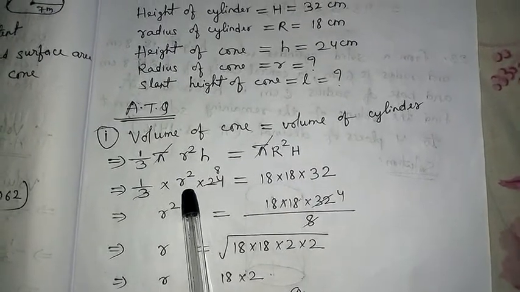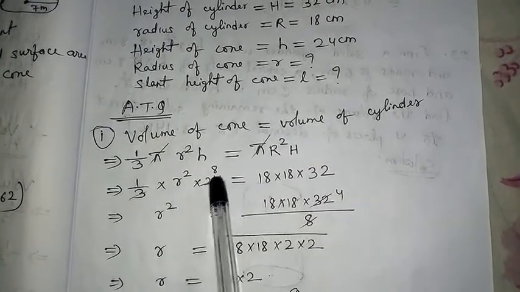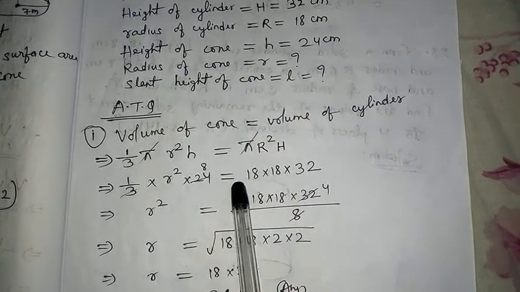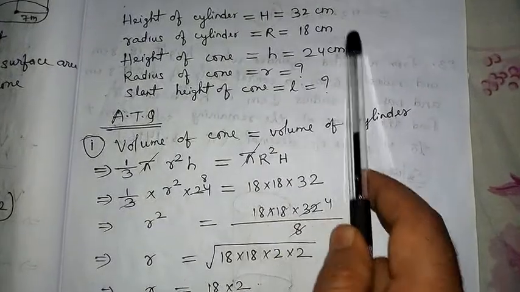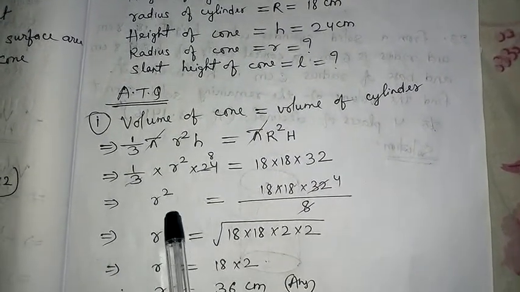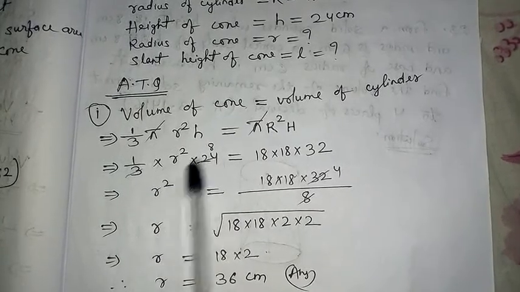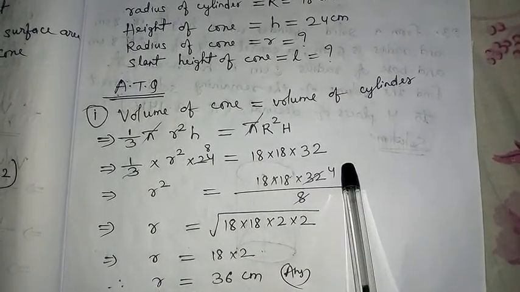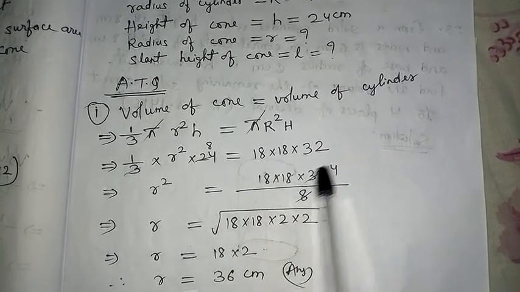1 by 3 into r square, which is not known here, and h is 24. 24 you can put equal to 18 into 18, you can see here, into 32. So now 3 8s are 24, so r square will be, this 8 will come and divide here. So after 8 is divided here, 8 4s are 32. Now 18 into 18 into 4.